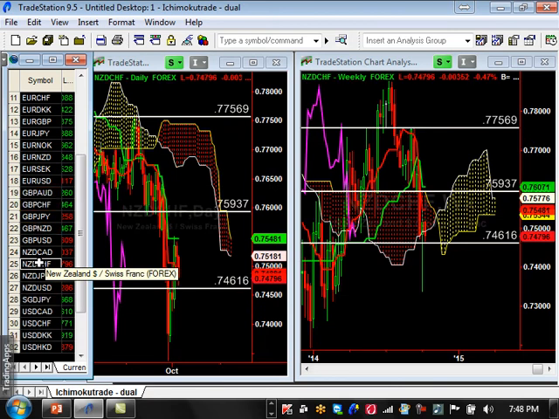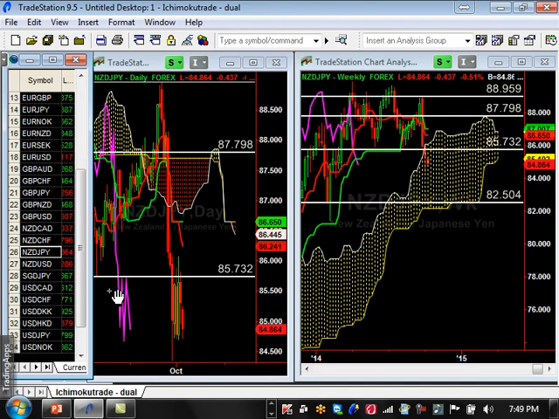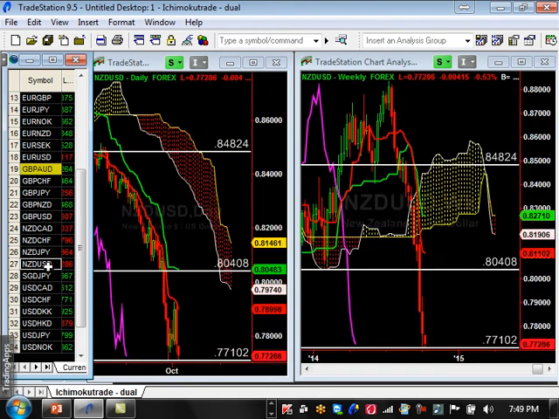New Zealand Switzy, this is an ugly consolidation pattern between 74.61 and 77.56. New Zealand Yen, this was an ugly consolidation pattern between 85.73 and 88.95. Actually, it broke last week below the consolidation pattern, so now we have a high probability of going back down to 82.50 over the next couple of months.